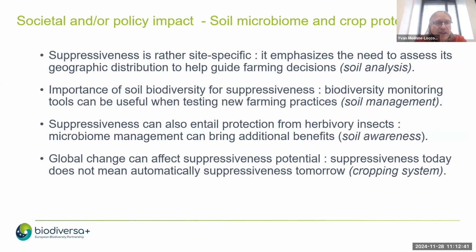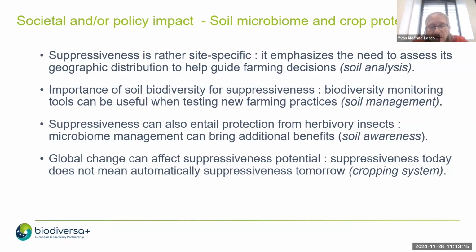Now, practically speaking, four implications. The first one is that suppressiveness is rather site-specific. So it emphasizes the need to assess locally this type of property. So in the approach of soil analysis, this is something that should be included. The second one is that soil biodiversity is important for suppressiveness. And so including biodiversity monitoring tools can be useful when assessing the importance or the usefulness of new farming practices.